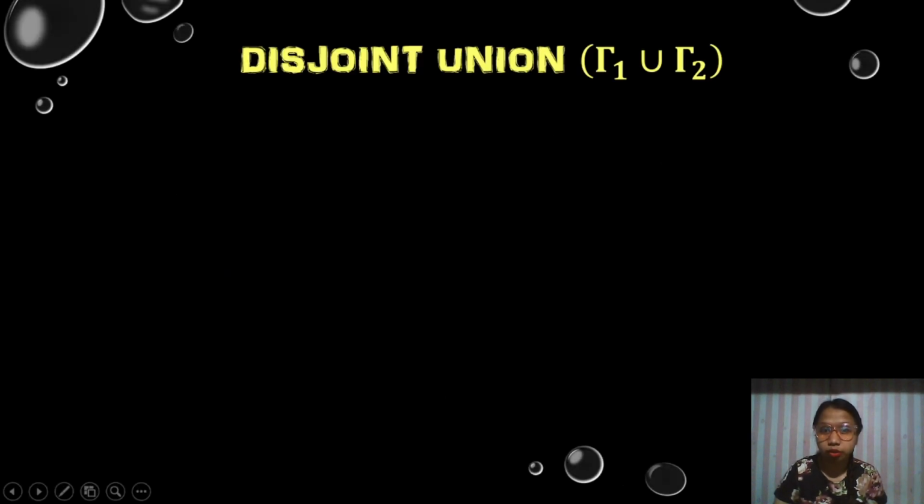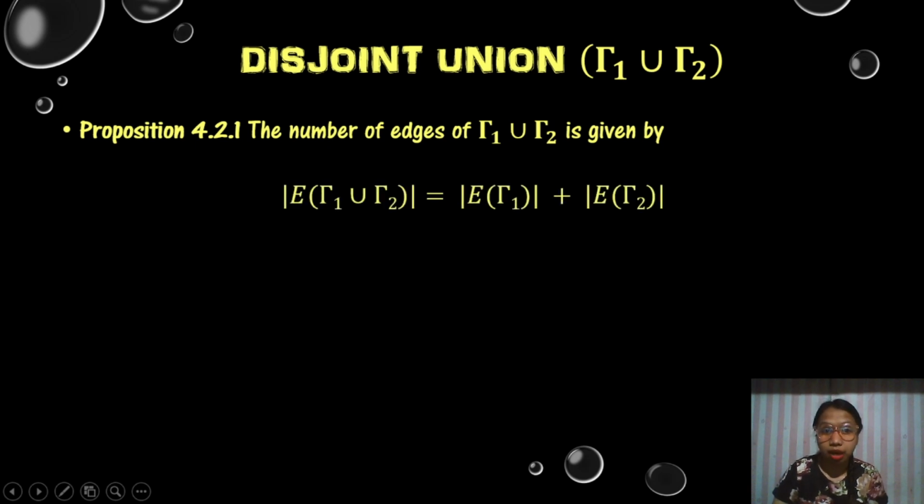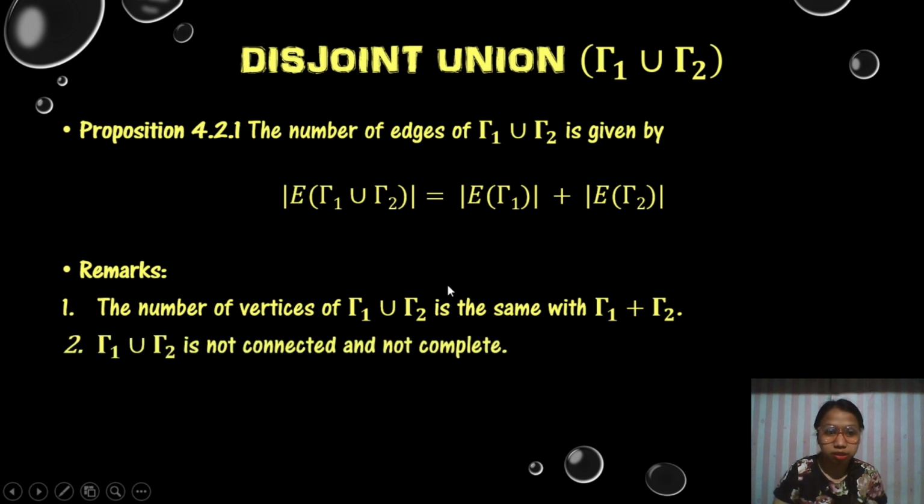So applying this disjoint union to commuting graphs of symmetric groups, we come up with this proposition. The number of edges is just the number of edges of the first graph plus the number of edges of the second graph, which is obvious from the definition. So we have here different remarks. The number of vertices is just the same as with the join. So if you remember this symbol, the plus sign. And the disjoint union of two graphs is not connected and not complete.